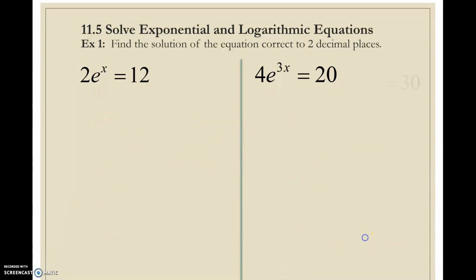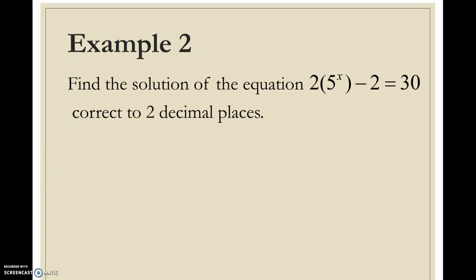Okay. On the next slide, we're looking at an exponential equation that doesn't have e, exponential equation with numbers. You still need to get whatever is raised to the exponent by itself before you do anything else. And when you're solving this type of equation, always add or subtract before you divide. So we're going to start by adding 2 on both sides to get 2 times 5 to the x equals 32. Next we divide by 2 to get 5 to the x equals 16.